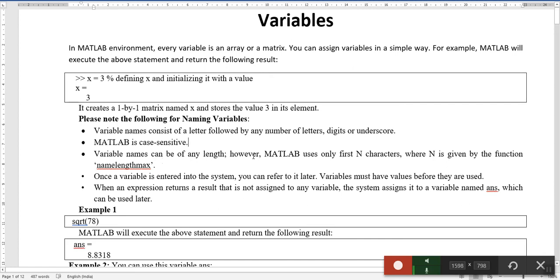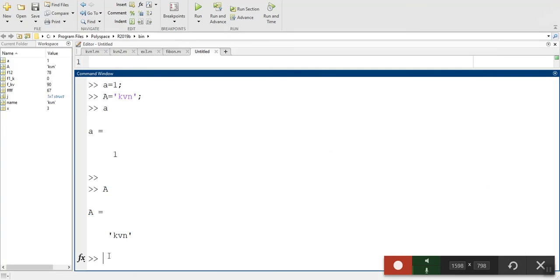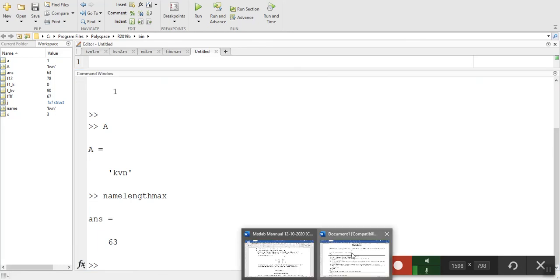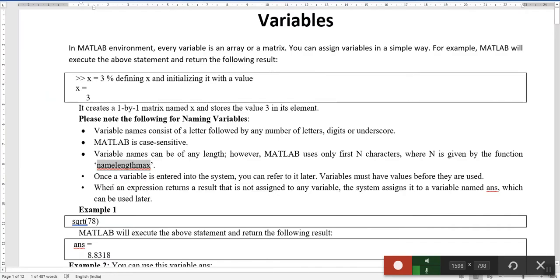Suppose you want to find the variable name length. A variable name can be of any length, however, what is the maximum length? The maximum length is also fixed. If you want to find the name length max, just type it. So, we can give 63 characters in a variable name. Maximum 63, not beyond 63. We already discussed this.